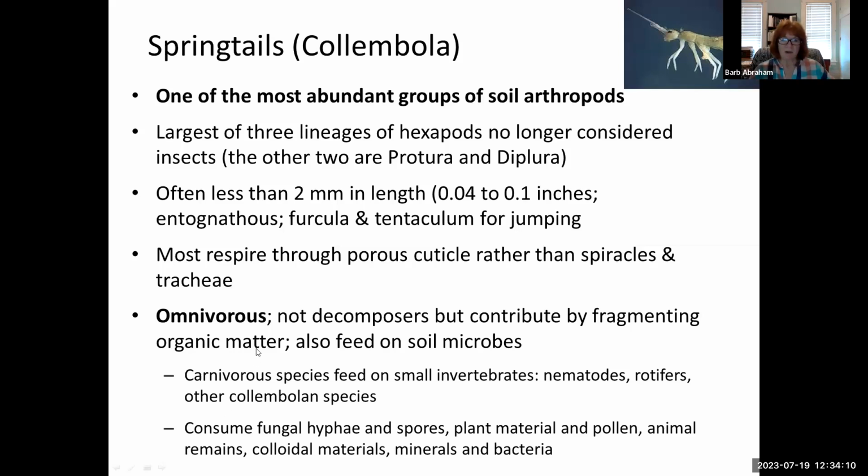So these guys are omnivorous. They're going to eat dead plant and dead animal material, fungi, etc. If they're carnivorous, they're eating these tiny little things. Rotifers are multicellular aquatic organisms that occur in the soil water, but they're smaller than some protozoans. So they're very small. And if any of these guys are predators, they're eating very, very small things in the soil.